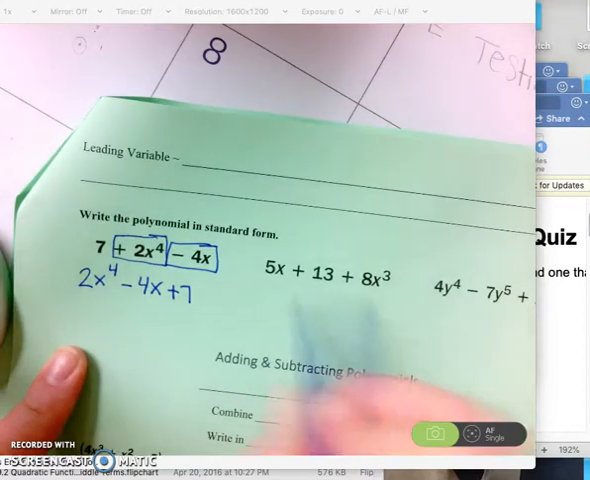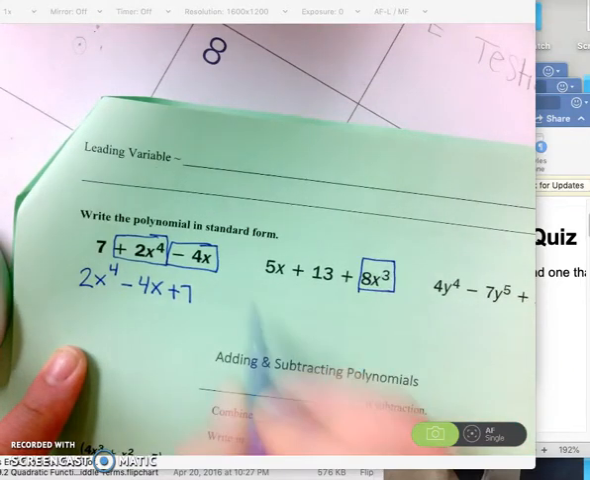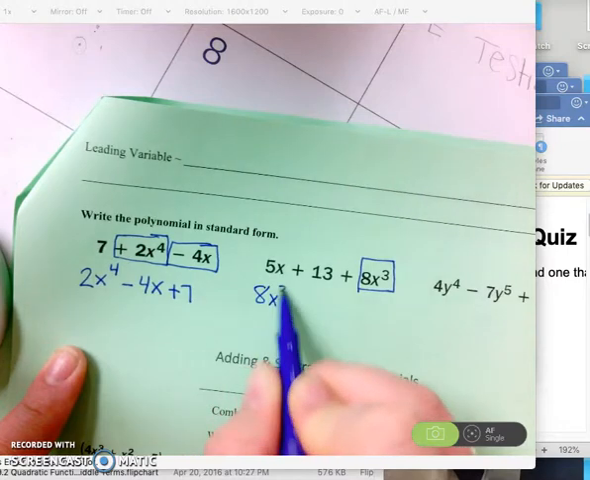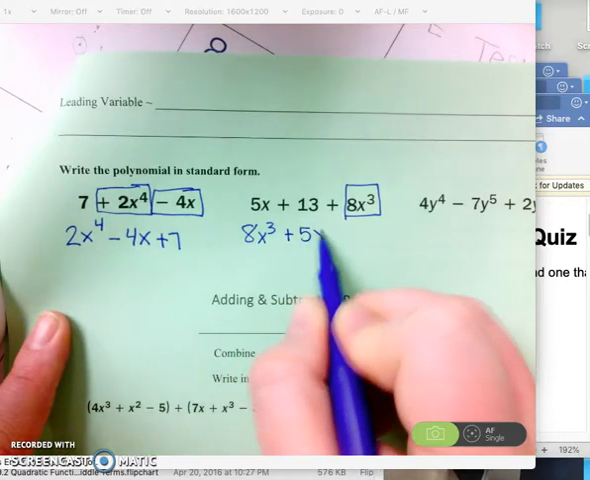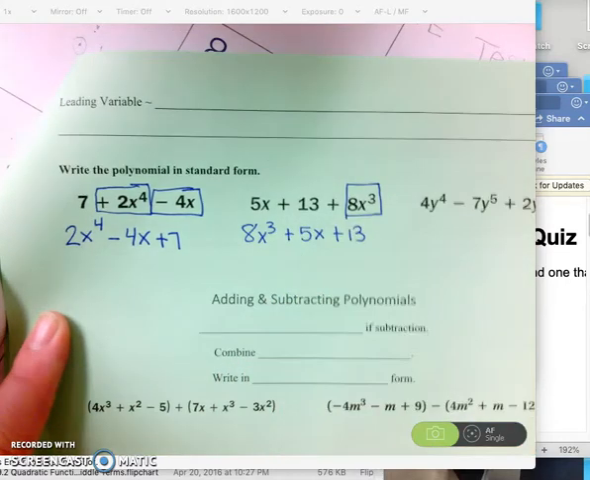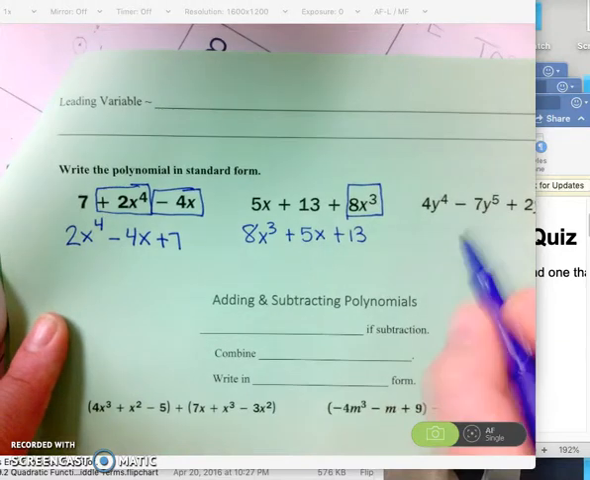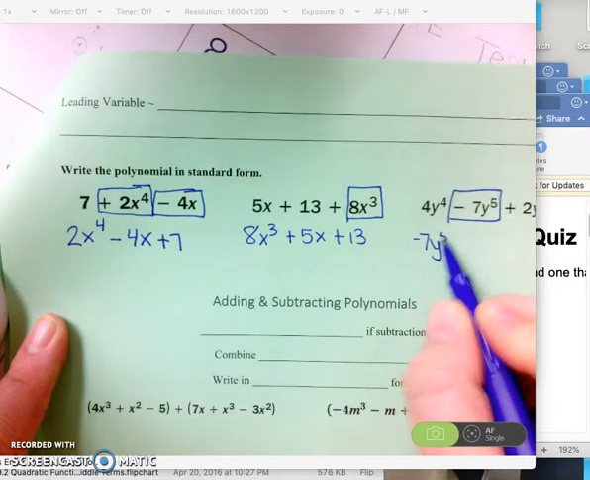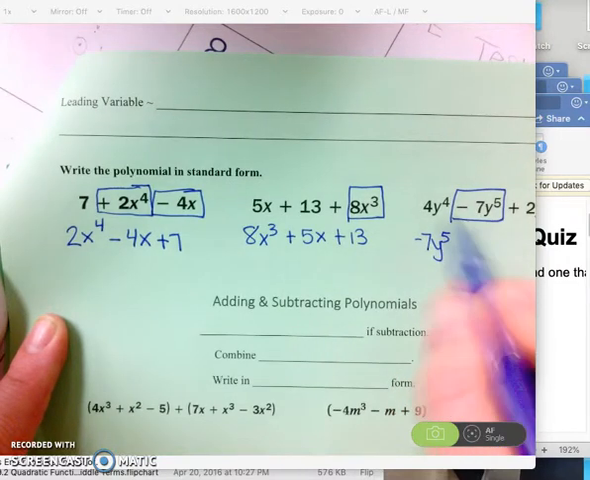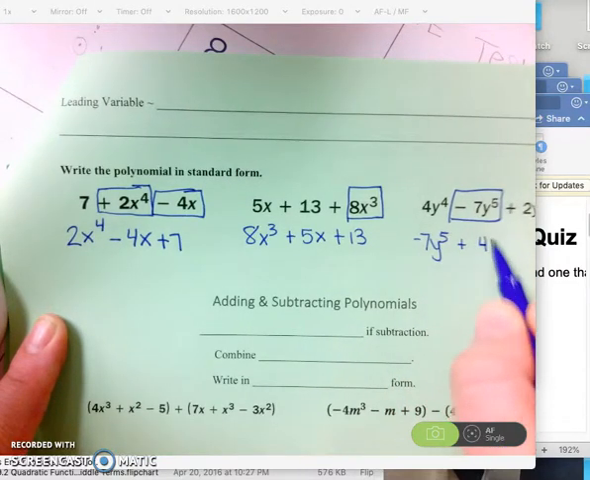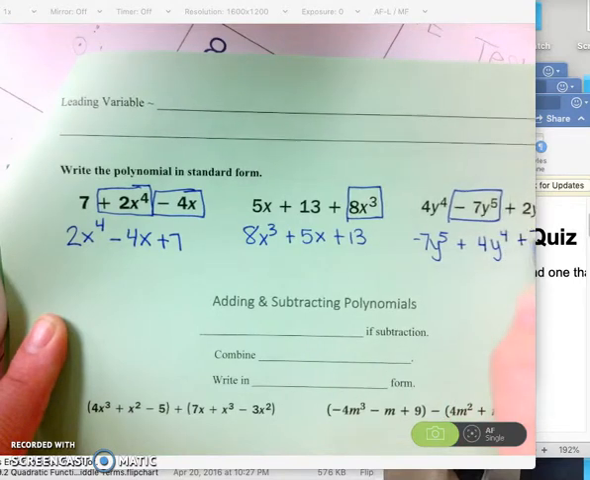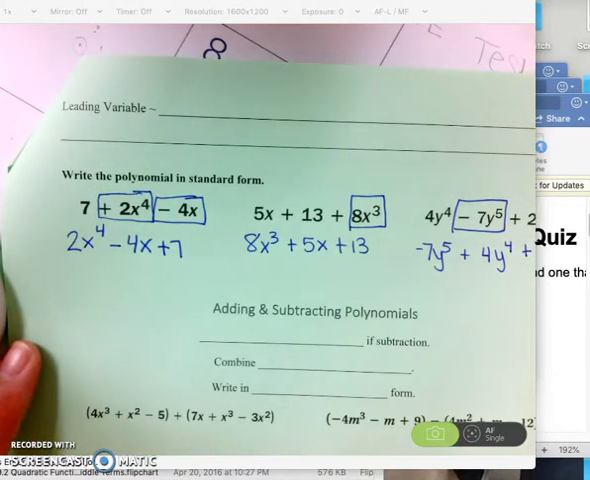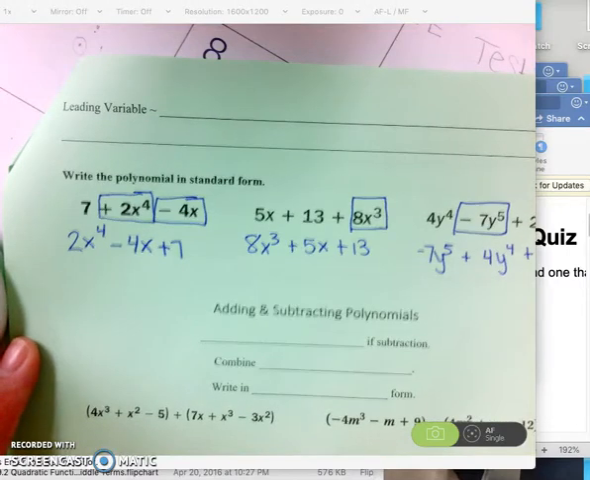I'll write this third first, so 8x to the 3rd plus 5x plus 13, standard form. And then we're going to do this. Negative 7y to the 5th plus 4y to the 4th plus 2y. Is this making sense? Should I explain anything else in the video? It's pretty self-explanatory. Okay. And subtracting.